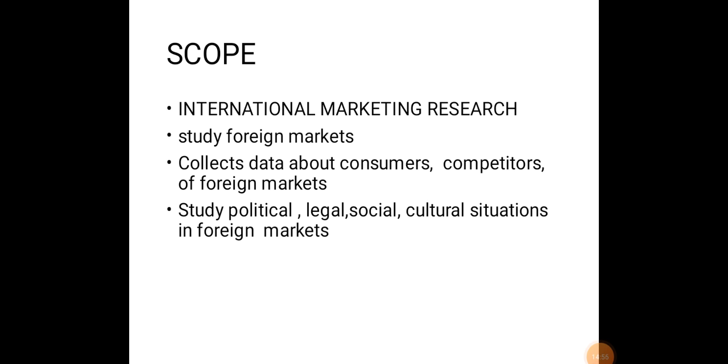Then international marketing research. We study the foreign market, what factors affect the foreign markets, and collect data about the consumers and competitors of the foreign market. There are many macro environmental factors in the international platform or the global market. Study the political, legal, social, and cultural situation in the foreign market. The scenario has changed from the national level to the international level, so we also have to analyze all the major macro environmental factors in the international market.